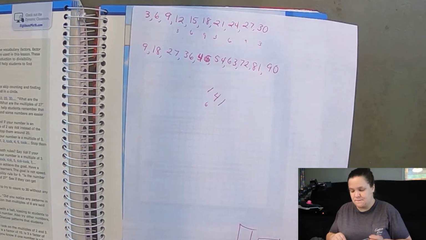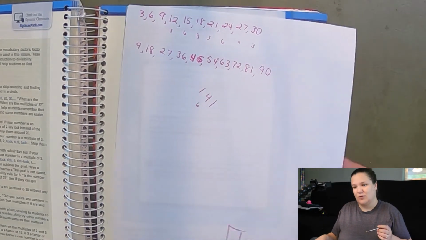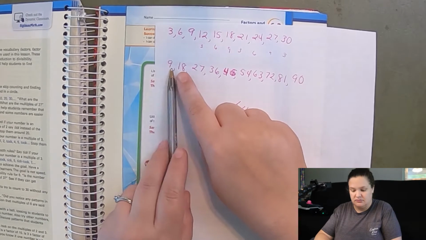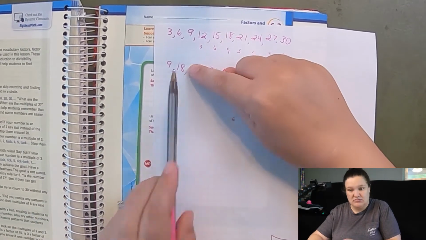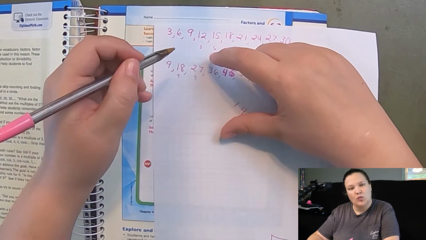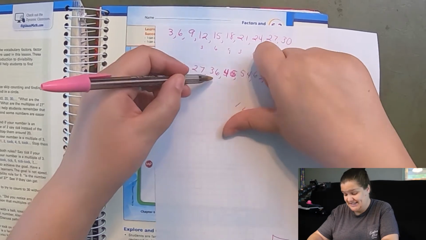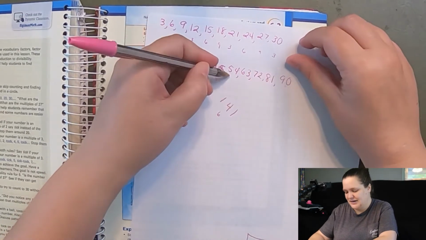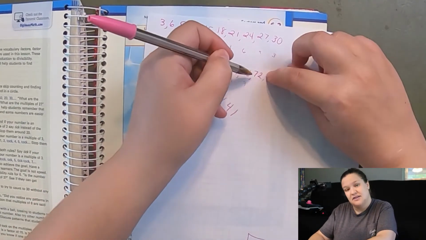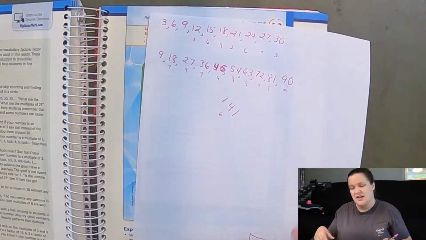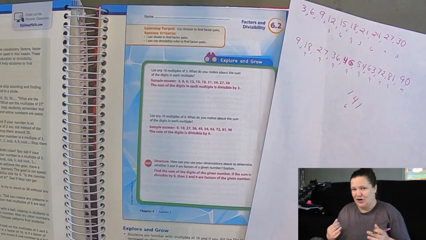All right. Now, it says, what do you notice about the sums of those digits? Well, 9 plus nothing is just 9, right? What is 1 plus 8? It's 9. What is 2 plus 7? It's 9. 3 plus 6? 9. 4 plus 5? 9. 5 plus 4? 9. 6 plus 3? 9. 7 plus 2? 9. 8 plus 1? 9. 9 plus 0? 9. Okay, the sums of those digits are all 9, which means that the sum of the digits is divisible by 9.